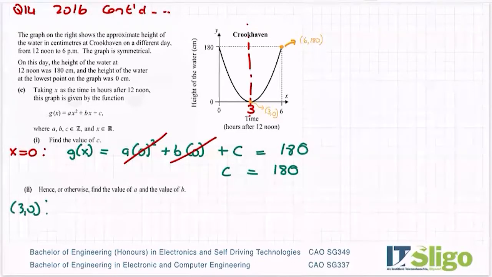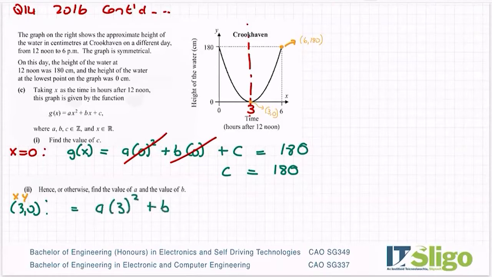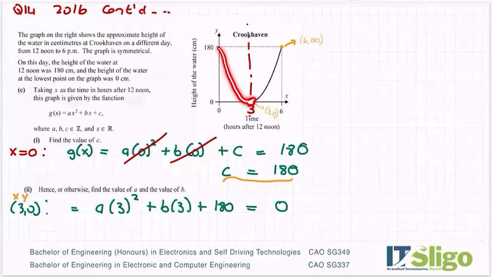Okay, so again, this is x and this is y. So in other words, I'm going to sub it into a times 3 squared plus b times 3 plus, I now know what c is. So I'm going to put that in and it's equal to 0. Why is it equal to 0? Because the graph, my function, was 0 when x was 3.